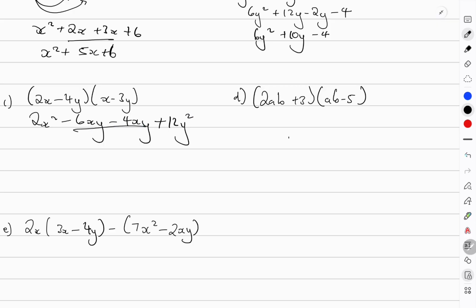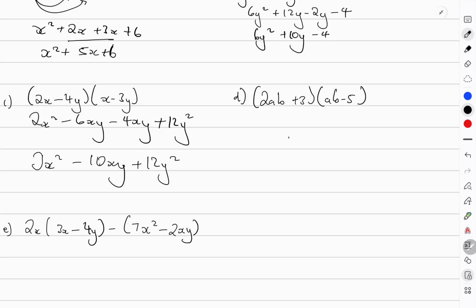These middle terms are like terms because they have the same letter and the same power. It means I'm going to have 2x squared minus 10xy plus 12y squared. That is what I'm going to have, right?